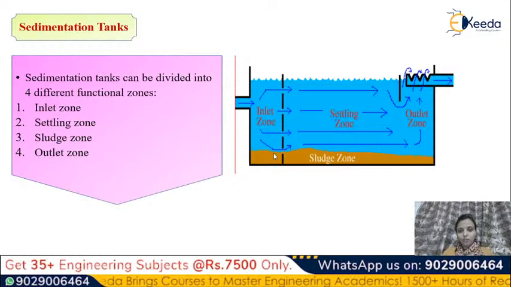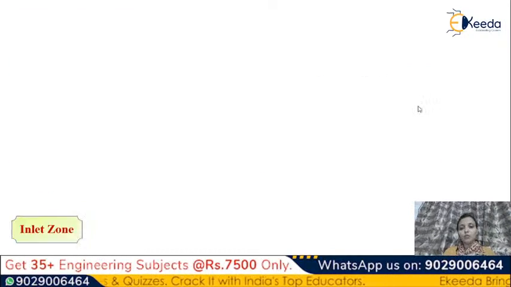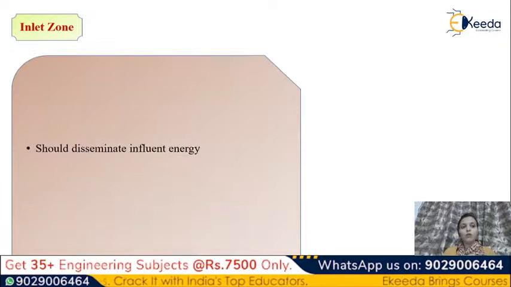The inlet zone occurs at the first one third or two third part of the sedimentation tank. The settling zone is in between the inlet and outlet zones. The sludge zone is at the bottom of the tank, and the outlet zone is the area at the outlet pipe. Let's see the meaning of each zone.